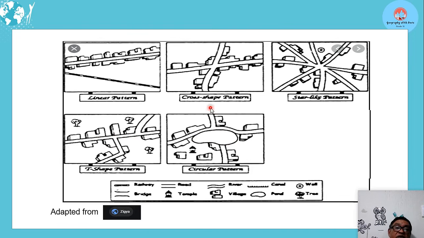Here, although there's a road, it seems like a water source, which has allowed the settlements to develop. Maybe they're reliant on the water source, etc., but created more or less a circular pattern. So the surrounding area, or the area around which the settlement develops, also determines the shape of the pattern.